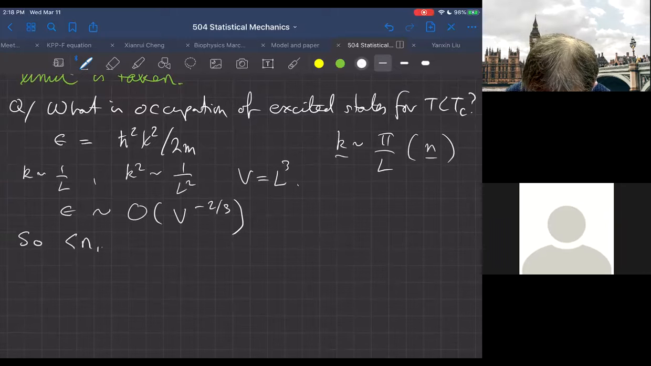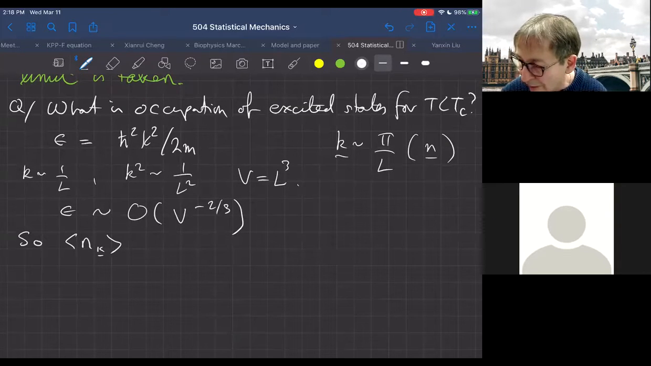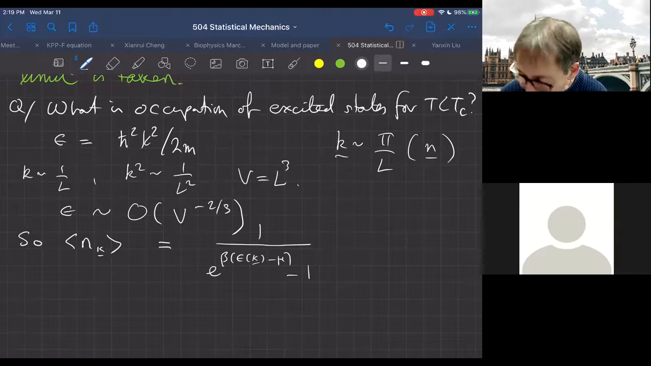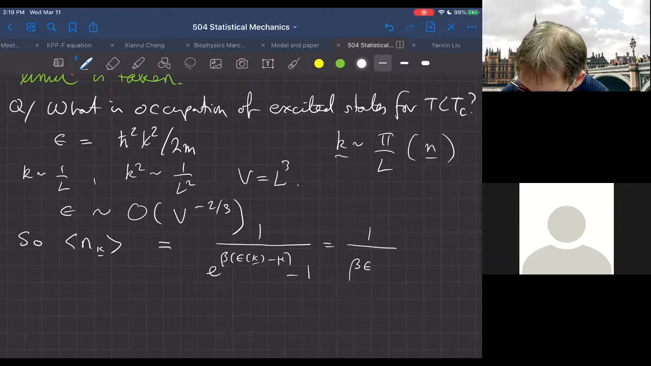So I'm going to compute the expectation value of the occupation number of a state with energy epsilon of k, and therefore with wave number k. We can just read that off from the Bose-Einstein distribution. So that's equal to that. And then we can expand the exponential. So this is essentially 1 over beta epsilon. And what I'm going to do is take this factor epsilon out through here.